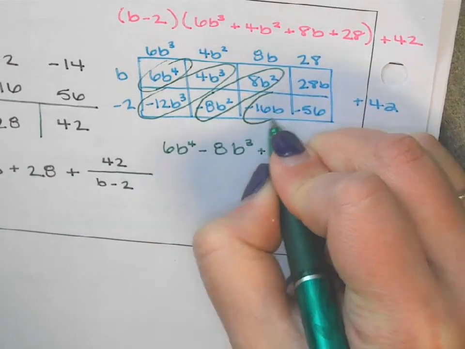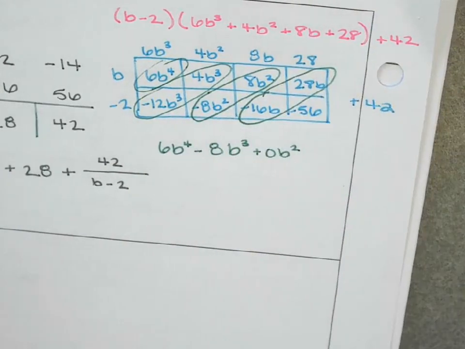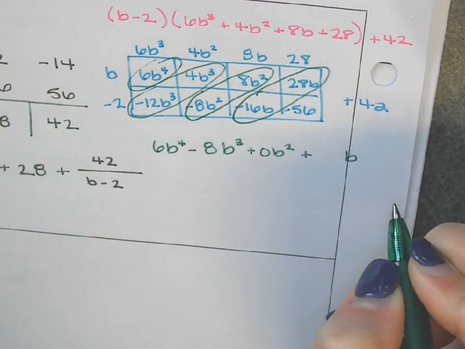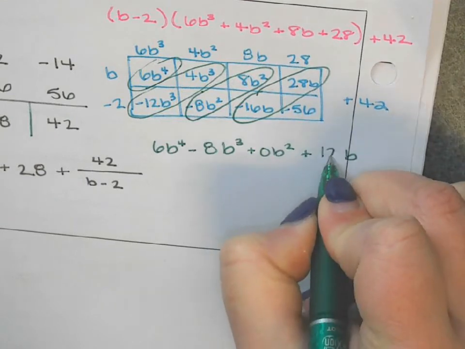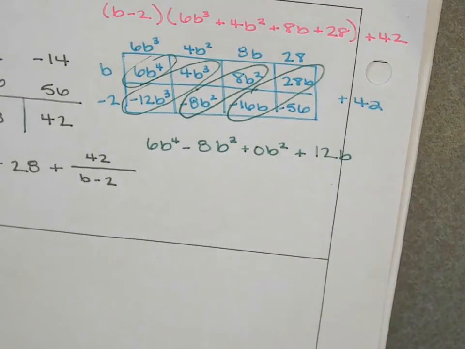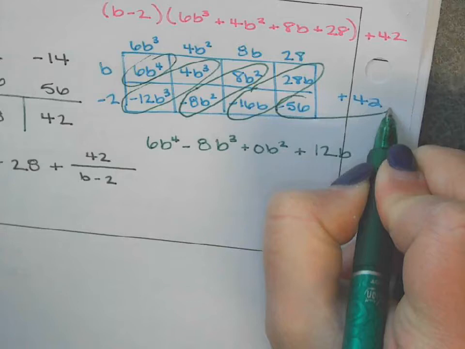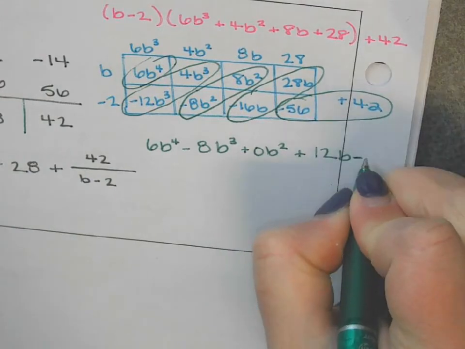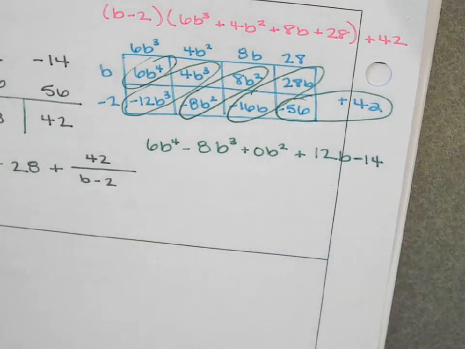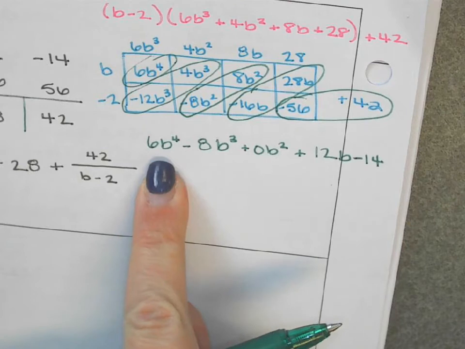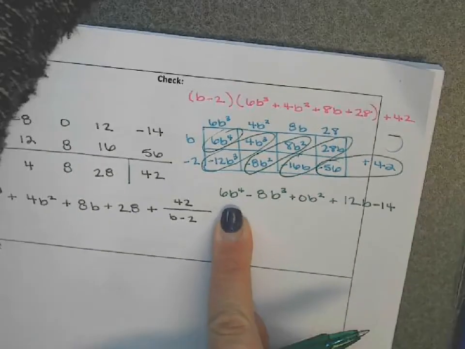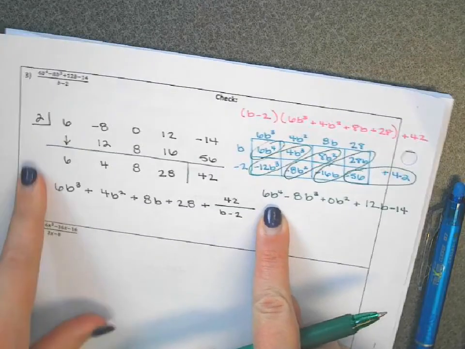Okay. A negative 16b and a 28b. How many b's do I have? 12b. And then I have my negative 56 and the positive 42, which should be negative 14. Is this what I started with? This is what I had on top.